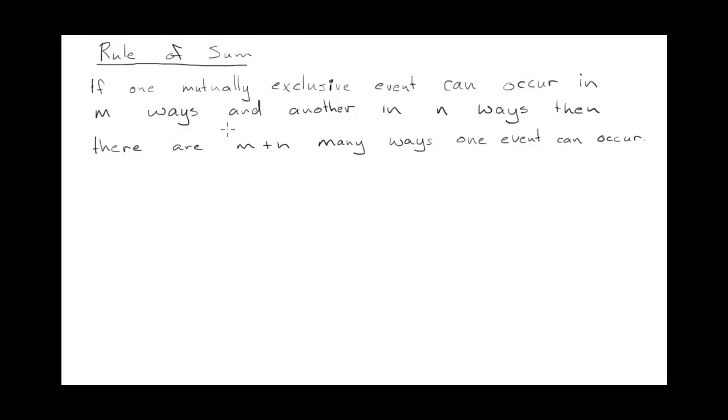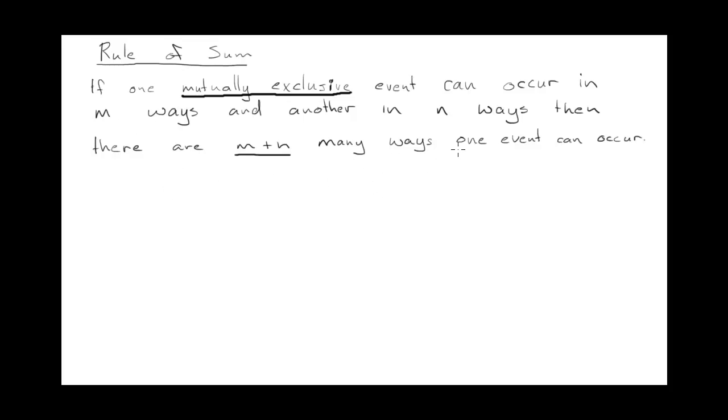Alright, now we're going to look at what we call the rule of sum. So here's just sort of the definition. If one mutually exclusive event, and we'll talk about what this means, mutually exclusive, can occur in m ways and another in n ways, then there are m plus n many ways one event can occur. So notice event 1 or event 2 is happening, not both. It's not like the fundamental counting principle where you're saying action 1 and action 2.